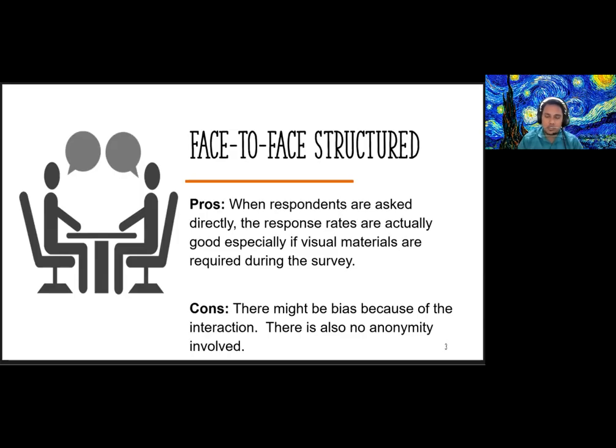How about the cons or the disadvantages? There might be bias because of the interaction. There is also no anonymity involved. So dito sa cons or disadvantages, it might be biased daw. Bakit? Kasi nakikita mo siya. Wala siyang anonymity na tinatawag. When we say anonymity, this is facelessness or namelessness. Once kasi na nakikita natin yung tao, nakikita natin yung pangalan ng isang tao, for a survey or for an exam, this is subjected to being biased.